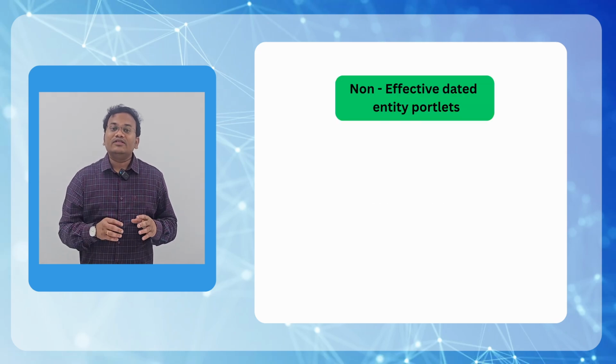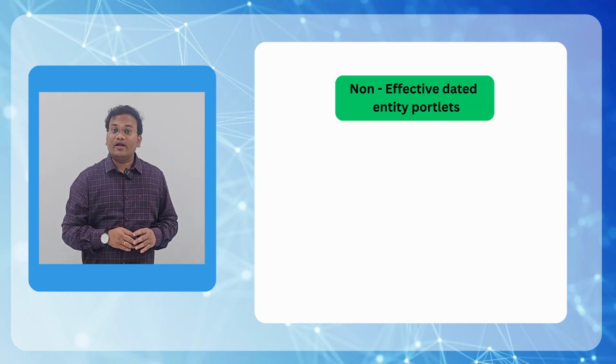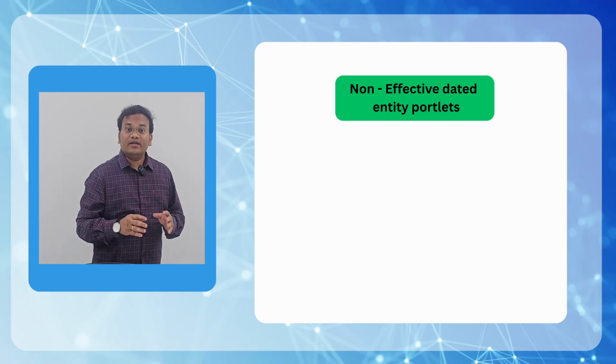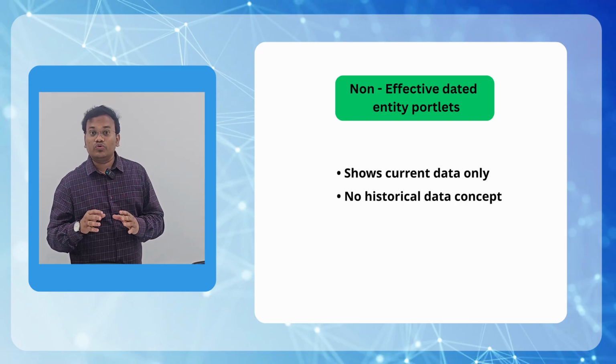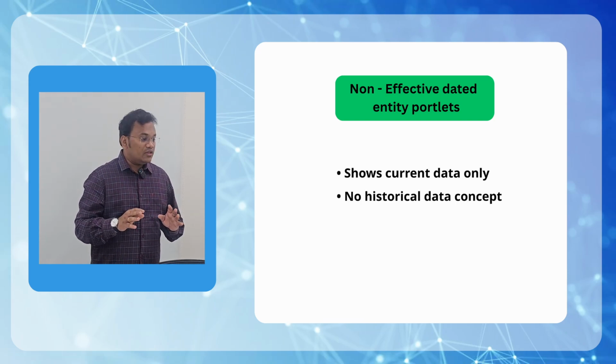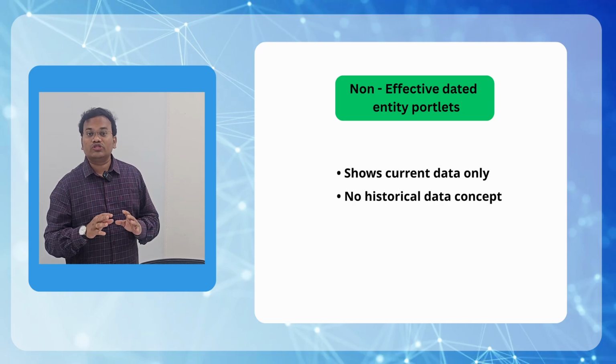Now, what is a non-effective dated entity portlet? Non-effective dated entity portlets always show current data only. There is no concept of showing historical data. For example, the personal information portlet, where we are having fields like first name, last name and marital status.